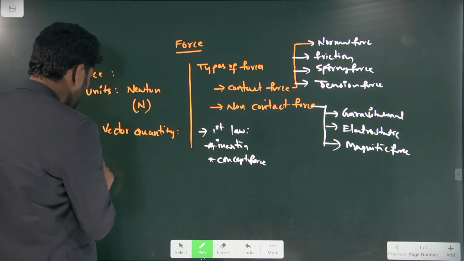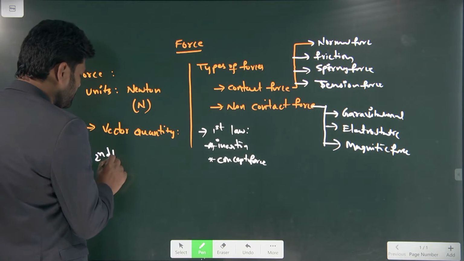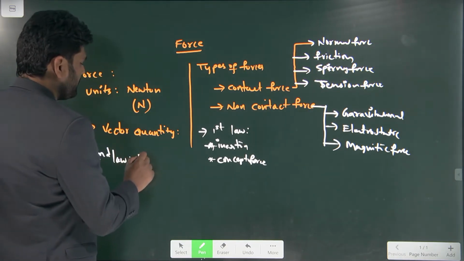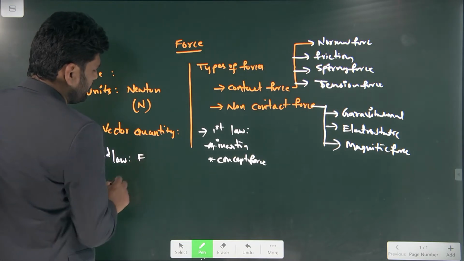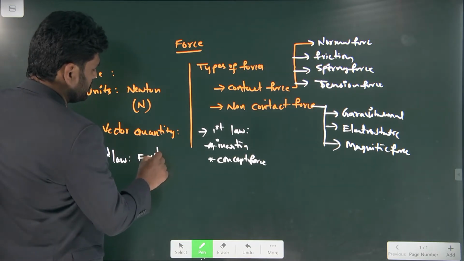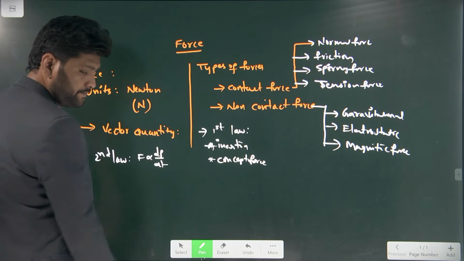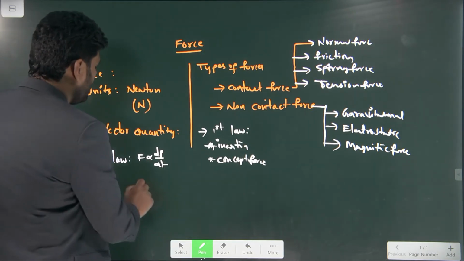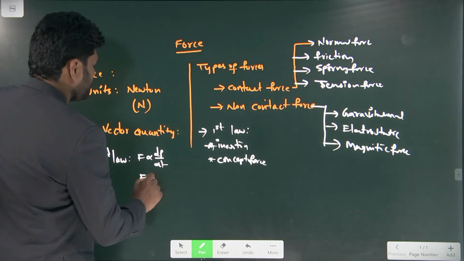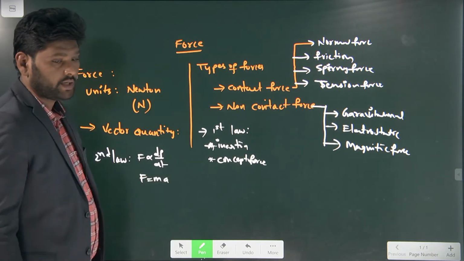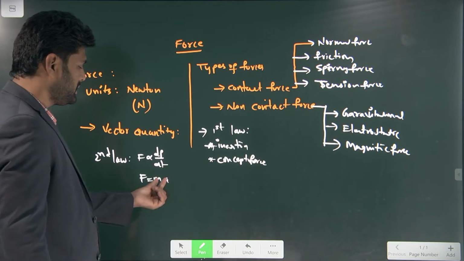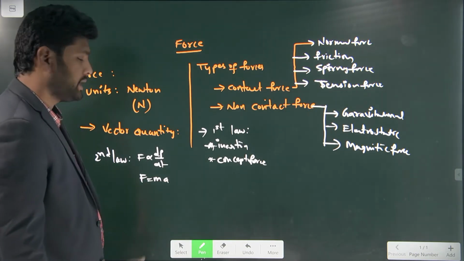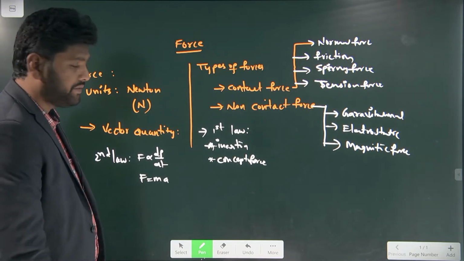Coming to Newton's second law. In the second law, he explained the formula for force. What is the formula for force? Force is directly proportional to the change in momentum, and the final equation is force is equal to mass into acceleration, F = ma. Here m means mass, a means acceleration. This is what Newton explained in his second law.